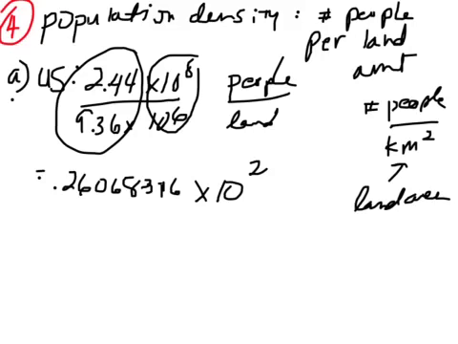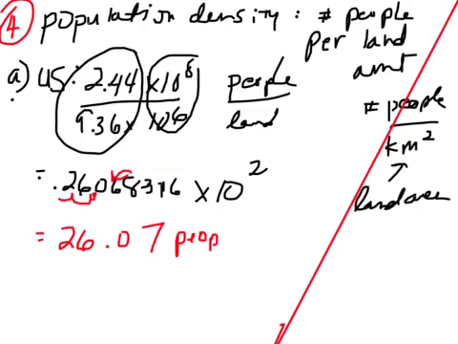Well, that means what I'm going to do if I'm writing this in scientific notation is bump this over 2 spaces. So this becomes 26.0, and that 8 is going to round that 6 up to a 7. So it's 26.07 people per kilometer squared. That's people over kilometer squared.